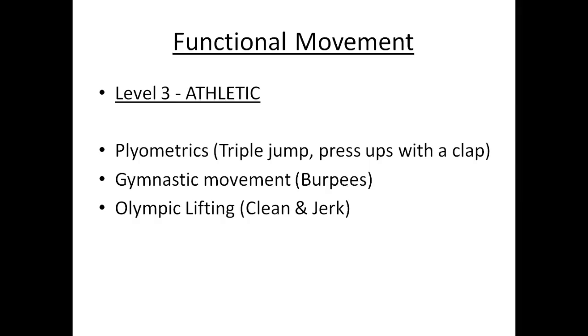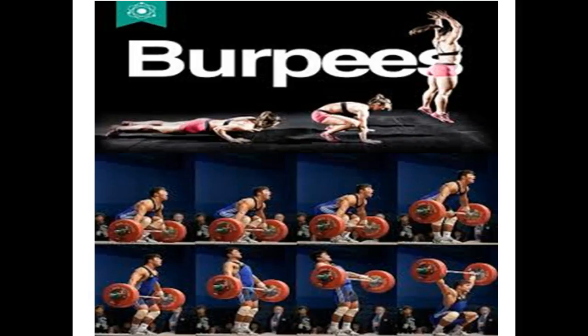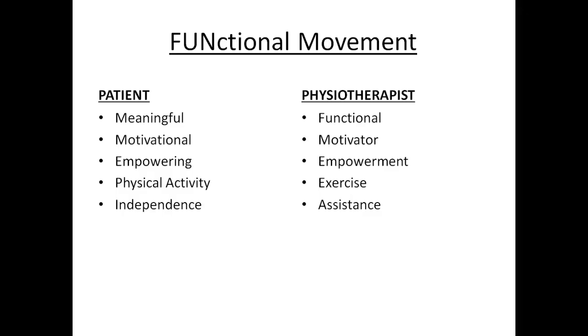Then we've got level 3 movements, which are athletic movements. True plyometrics such as triple jumping or press-ups with a clap. And then we've got our gymnastic movements like burpees or Olympic lifting movements like the clean and jerk. So this is an example of a burpee. Someone's down into all fours, doing a press up and then explosively jumping, clapping above their head. And there's somebody Olympic lifting performing a movement called the snatch.